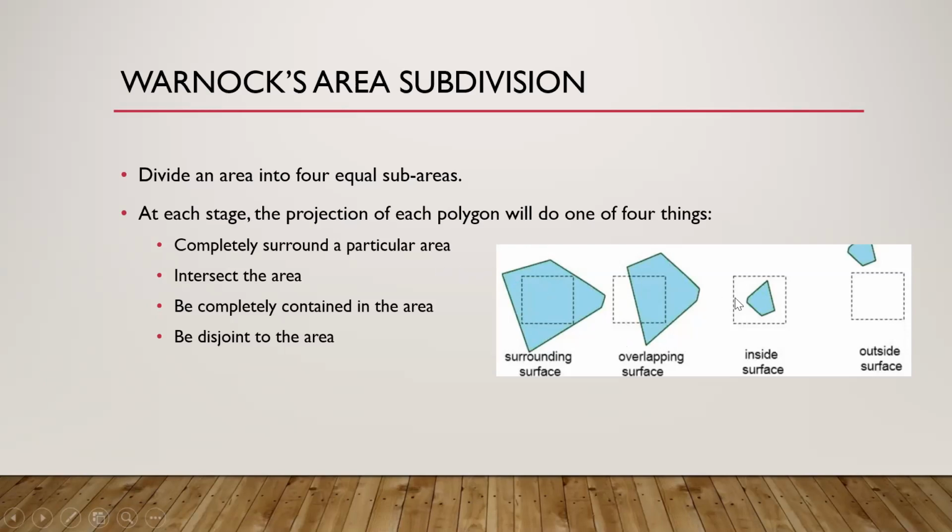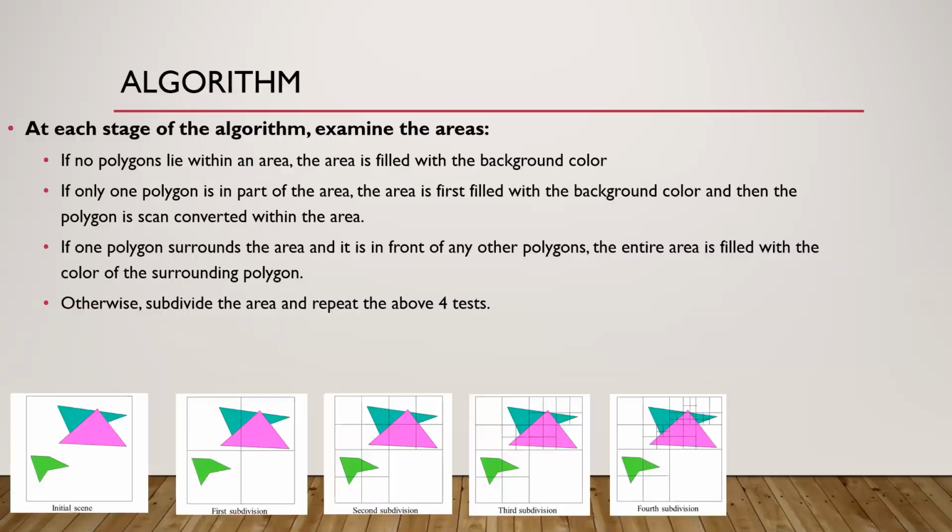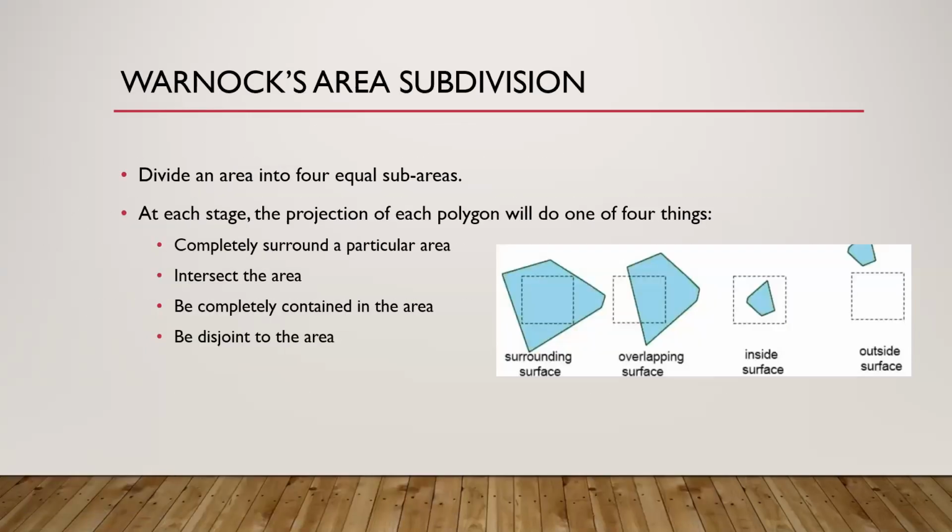As you can see, there are four conditions. You can see an object falls in or is surrounding the surface under consideration. Sometimes it might be overlapping the surface, sometimes it can be inside the surface, or it can be completely outside. This type of position is obtained only after you discretely divide the object into small partitions. That's why it's called area subdivision.